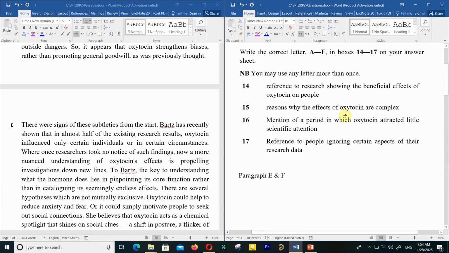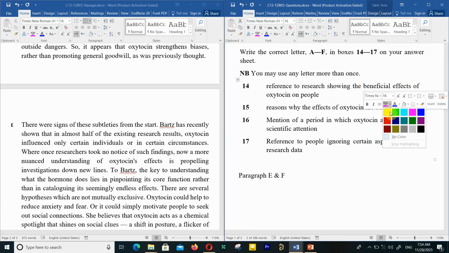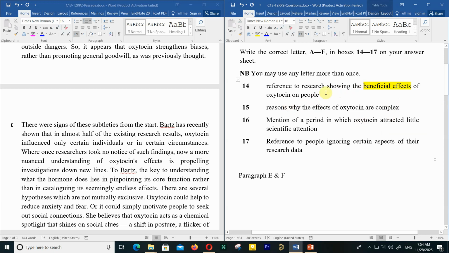Let's just first show you some of the keywords that we are looking for. Reference to research showing the beneficial effects of oxytocin on people. Reason why the effects of oxytocin are complex. Mention of a period in which oxytocin attracted little scientific attention. Reference to people ignoring certain aspects of their research data. So, first of all, mention of a period.